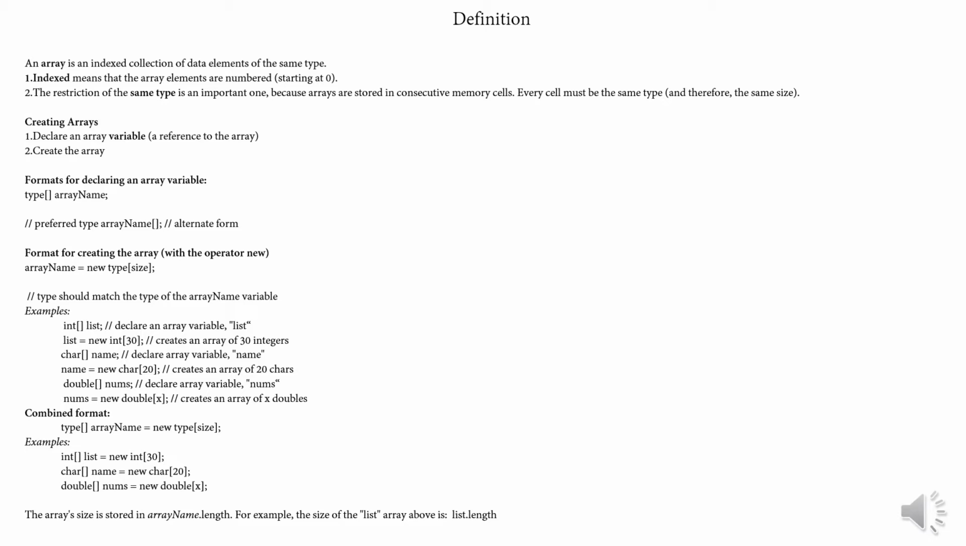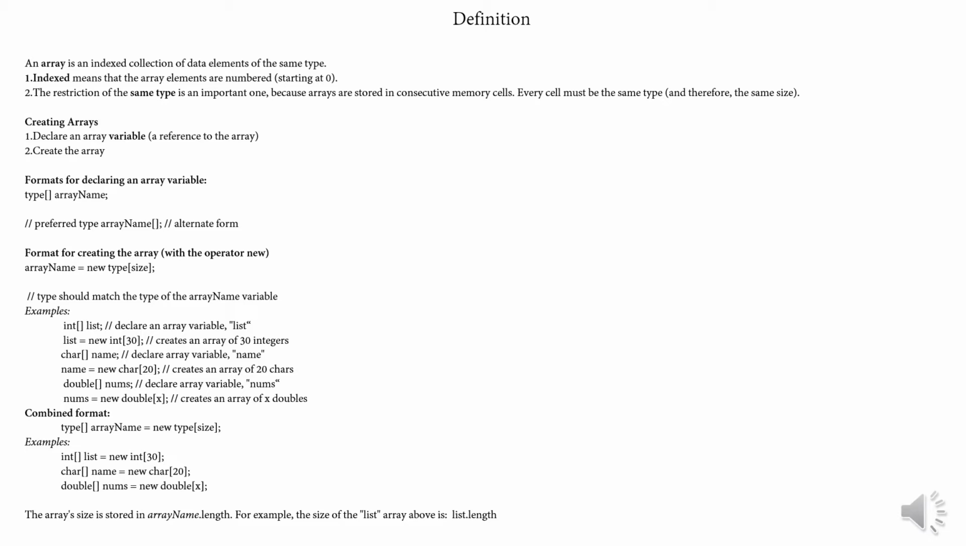So the first element in the array has the index 0, the second one 1, the third one 2, and so on. The next point is that all of the elements in the array have the same type, right? If it's going to be integer, all of the elements will have the type of integer, or if it's going to be character, all of them will have the type char, right?